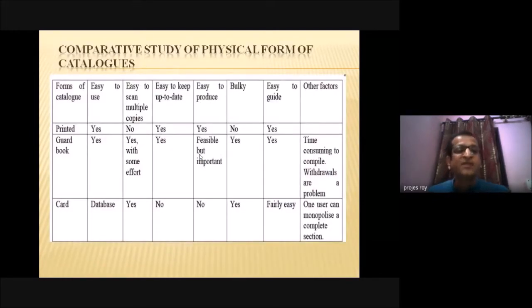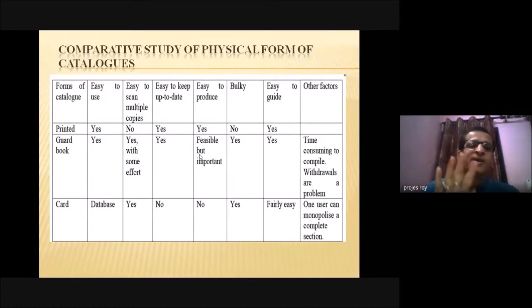Then if you go for the comparative study of the physical form of the catalog, you will see here the guard book. Yes, it is possible, easy to use. And here the card is a database. Easy to keep up to date, no. Easy to produce, no. Bulky, yes. Easy to guide, fairly easy. These are the comparative study of the physical form of the catalog.